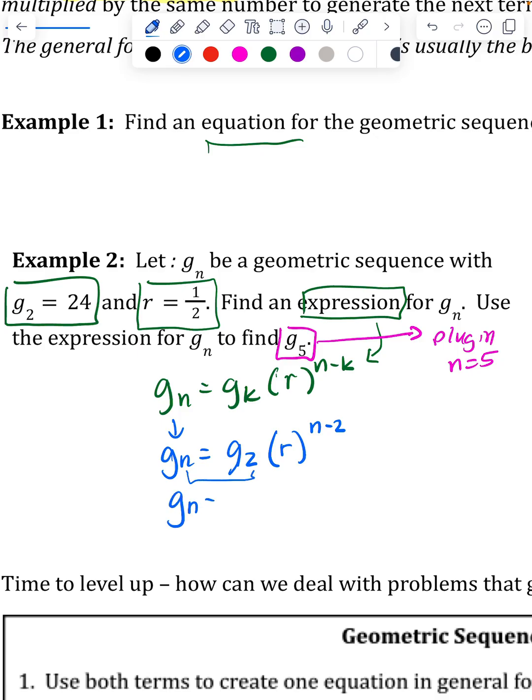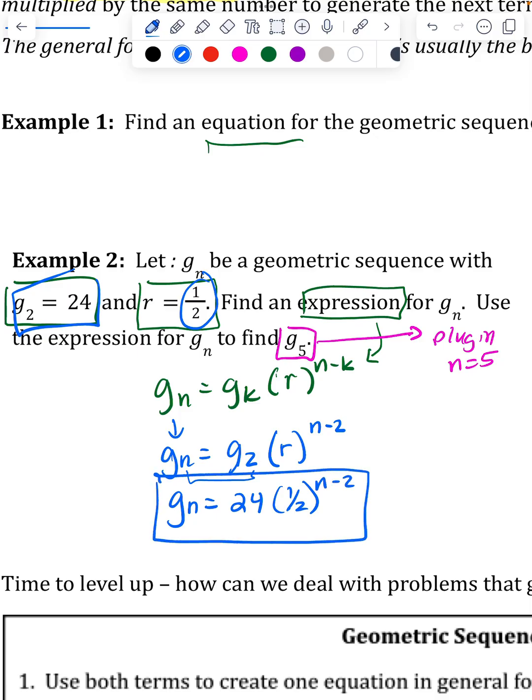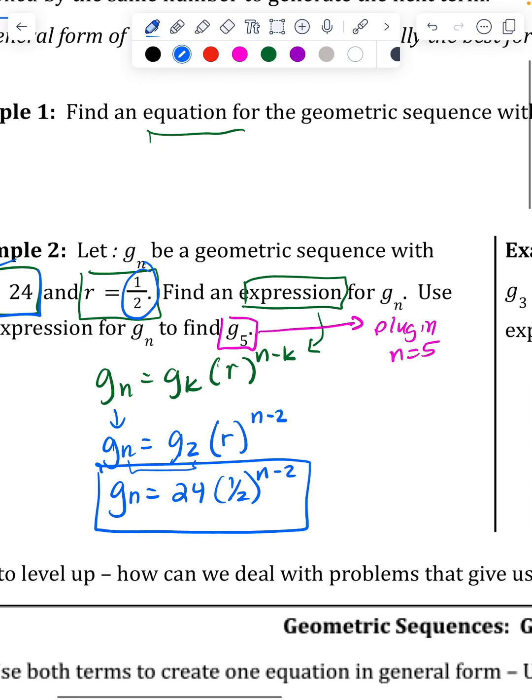So let's plug in what we know. We were given that G sub 2 is 24, so we're starting at 24. We are applying our ratio of 1/2 to the n minus 2 times, and that is where we stop. That is our formula.